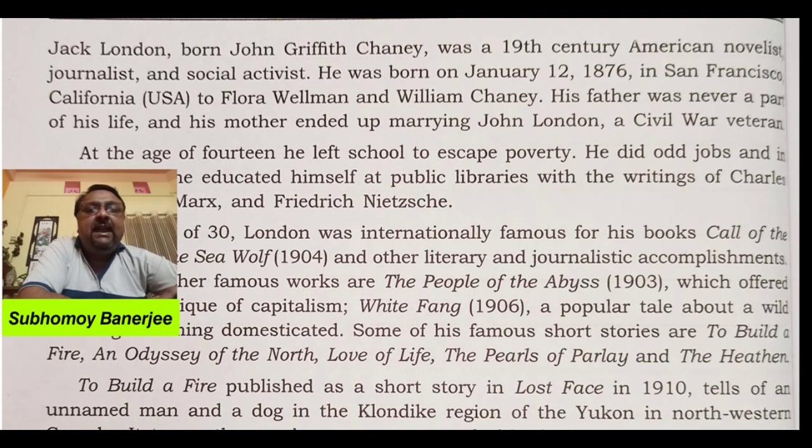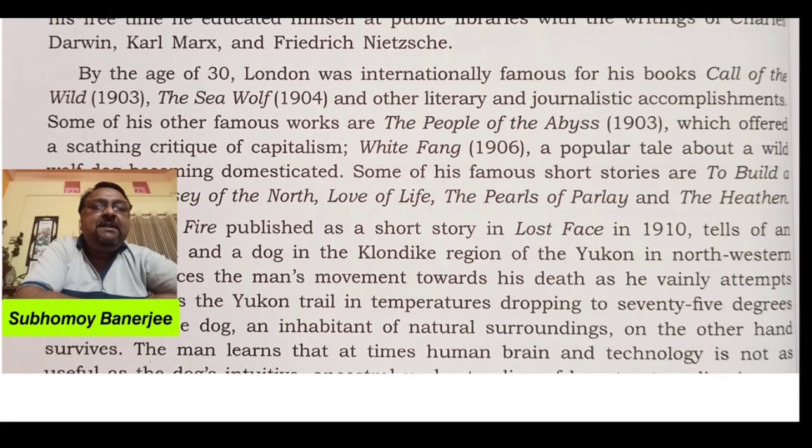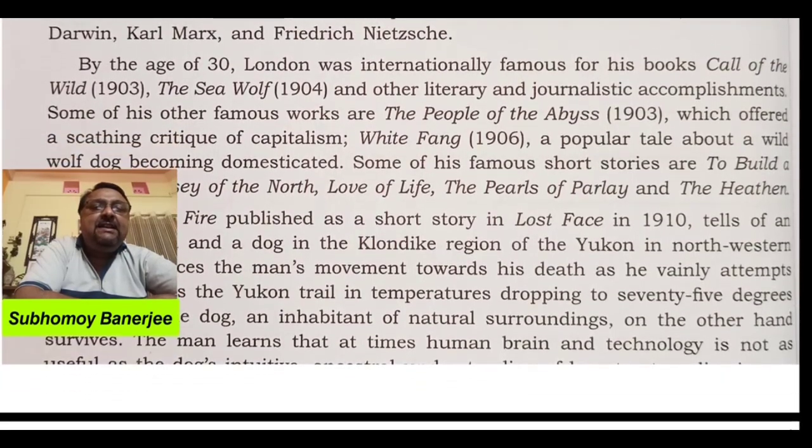At the age of 14, Jack London left school to escape poverty. So you see, he was from a family who were suffering from poverty. He did odd jobs and educated himself at public libraries. So he basically taught himself. And he was particularly influenced by the writings of Charles Darwin, Karl Marx, and Friedrich Nietzsche.